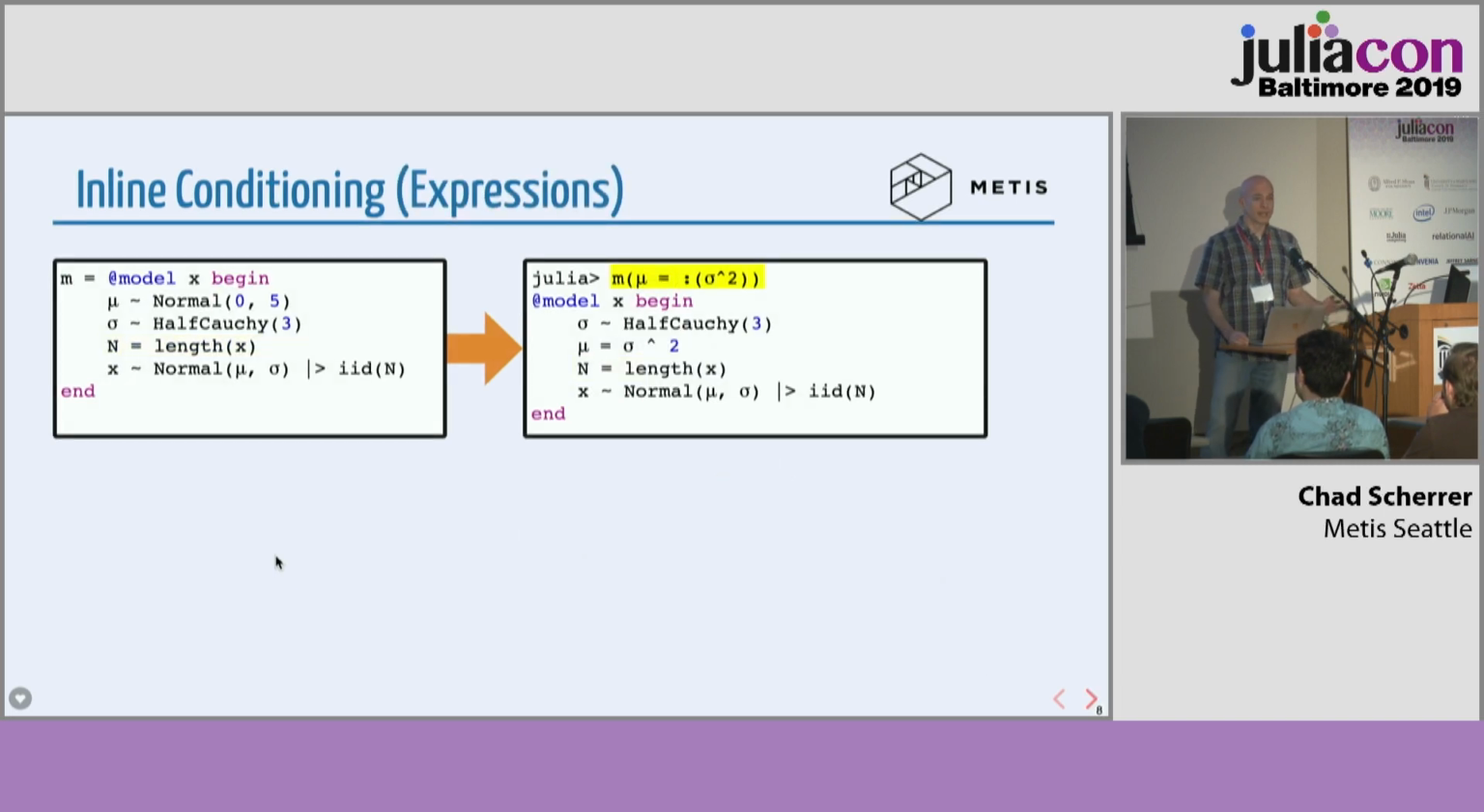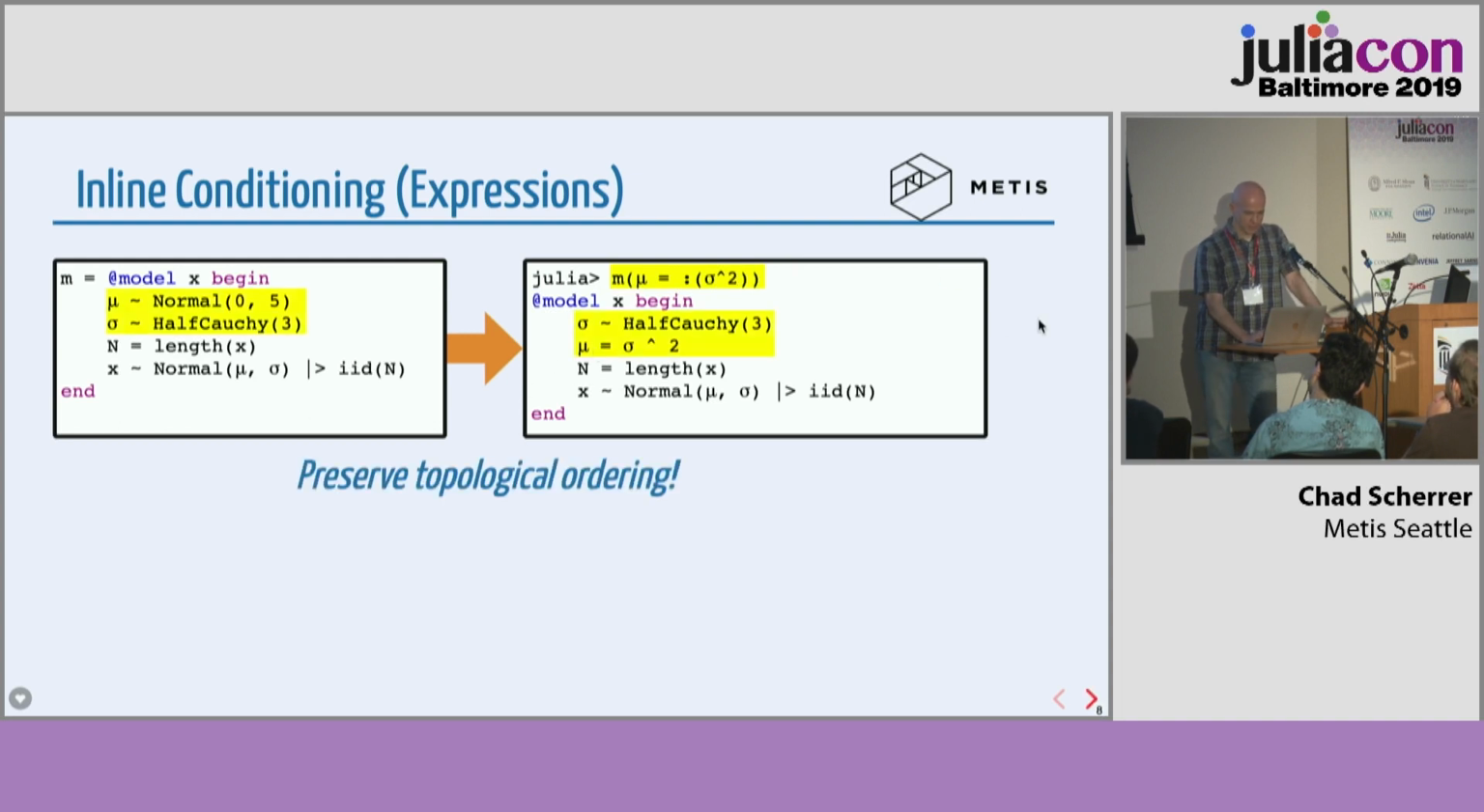Okay. We can actually even do this with expressions. Here's an expression where, say, I want to have a normal approximation to a Poisson distribution. I could make this substitution, mu is equal to sigma squared. You can see that originally we had mu and then sigma, but Soss is smart enough to recognize that we need to maintain the topological ordering of these parameters. So when we did this conditioning, it actually switched those. We start off with sigma, and then we compute mu following that.